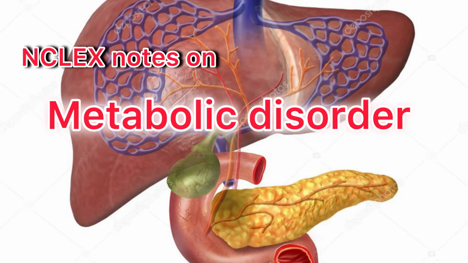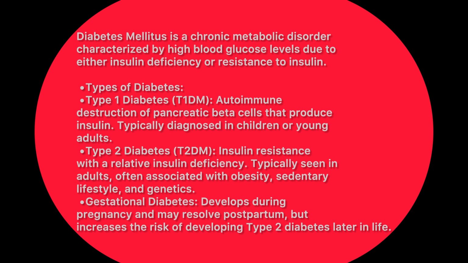NCLEX note on metabolic disorder or endocrine system. Okay, let's start with DM. Diabetes mellitus is a chronic metabolic disorder characterized by high blood glucose levels due to either insulin deficiency or resistance to insulin. There are three types of DM: type 1, type 2, and gestational diabetes.